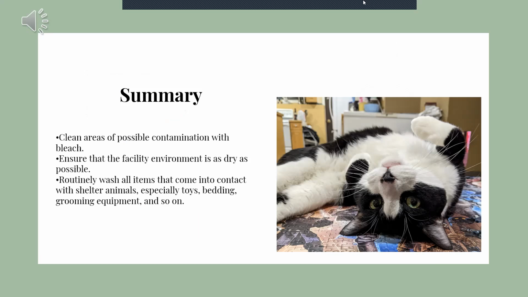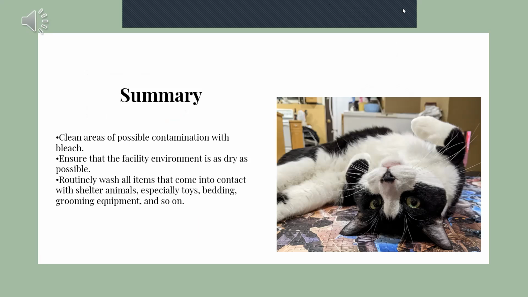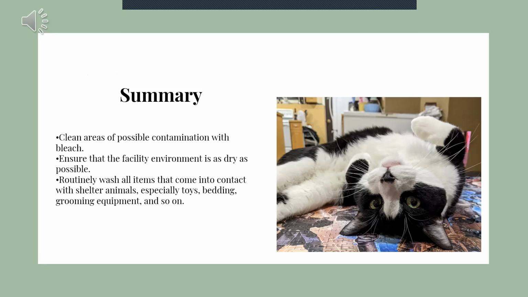So in summary, some of the rules that you're going to want to live by to maintain biosecurity in the shelter environment. Number one, you're going to want to clean areas of possible contamination using bleach. You want to ensure that the facility environment as a whole is as dry as possible because that makes it a lot harder for lots of parasites to survive. And you will routinely want to wash all items that come into contact with shelter animals, especially toys, bedding, grooming equipment, and so on.